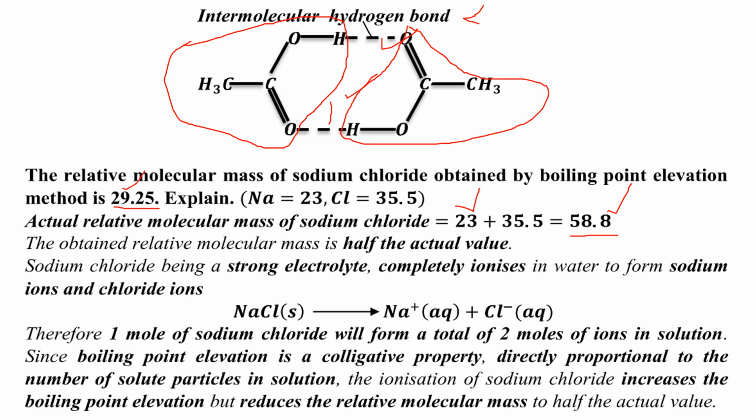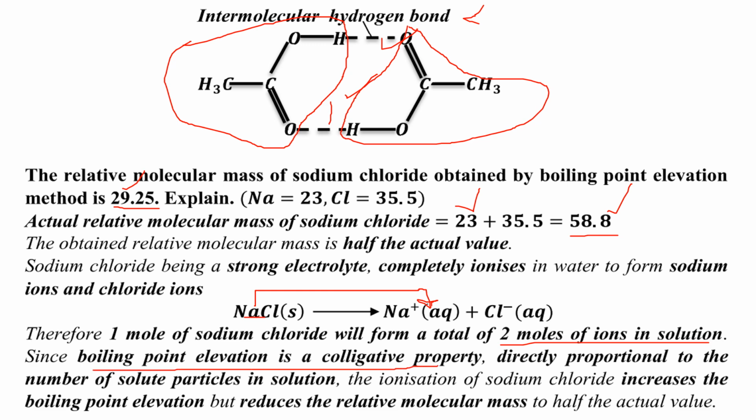And what did I talk about sodium chloride? Sodium chloride, first of all, is a non-volatile solid, and it's a strong electrolyte that undergoes full dissociation. So 1 mole of sodium chloride dissociates to give 2 moles of sodium ions and chloride ions. So that means that one solute particle gives 2 solute particles in solution. How will that affect the value of colligative property? That's why we are saying that 1 mole of sodium chloride is going to form 2 moles of ions in solution.